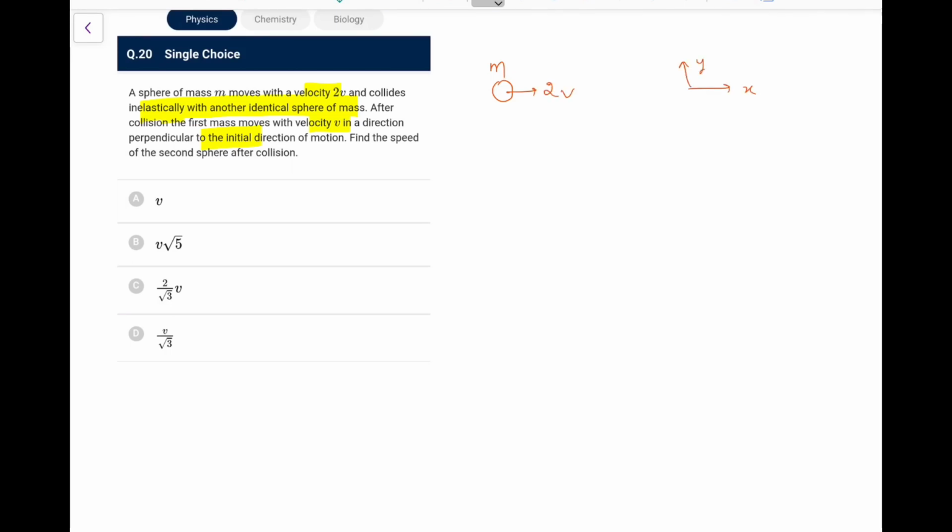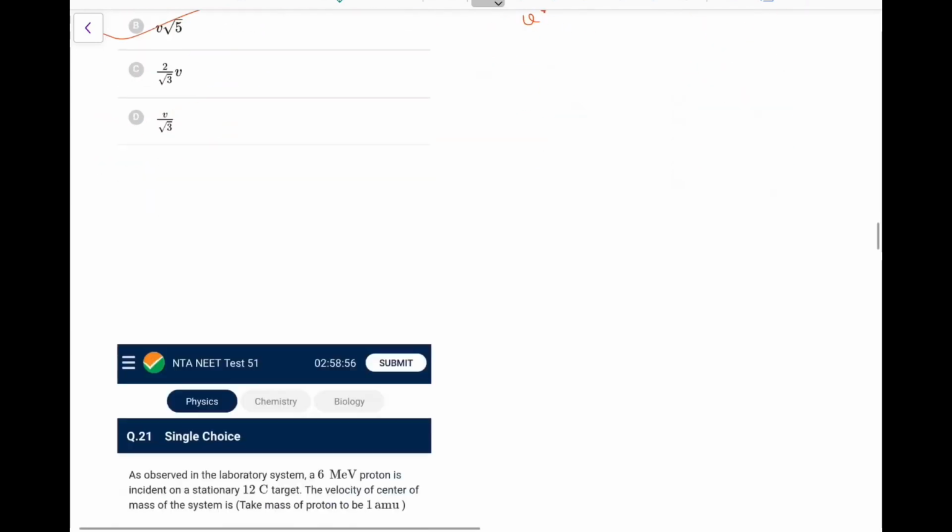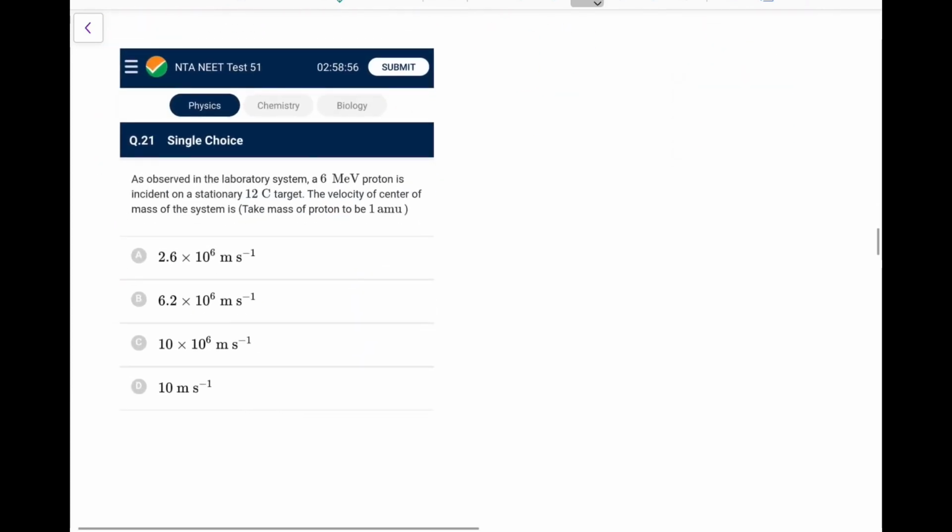So after the collision, this is before the collision, after the collision it has gone perpendicular, let's say like this, mv. So definitely the second one will go like this. And to conserve momentum in x, it should have a speed 2v here, and to cancel the y component, because y initial momentum is 0, it will have v here. So its velocity v2 is definitely going to be root 5 v. So it's again an easy one. You have done many questions like that, so no issues, I suppose.